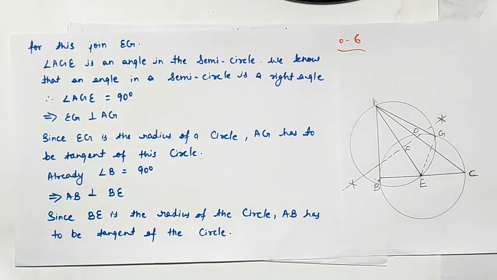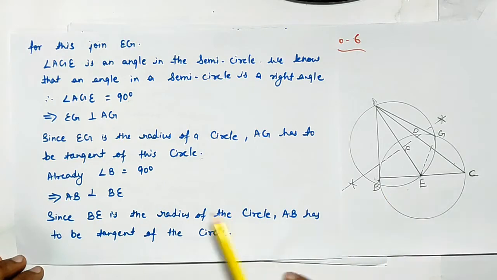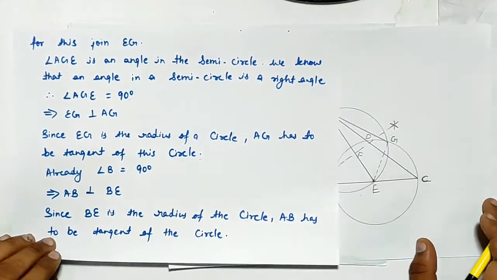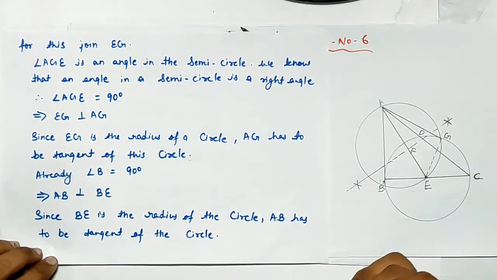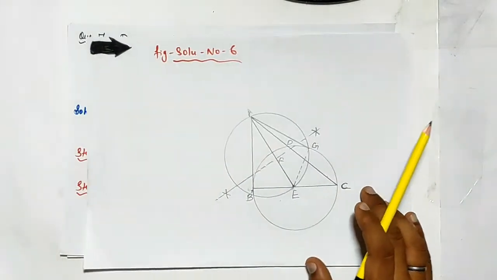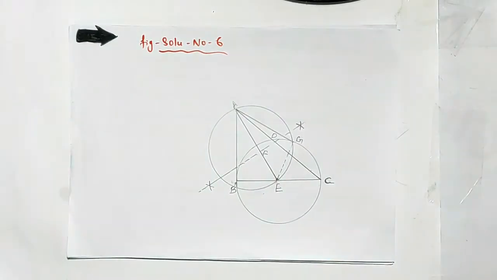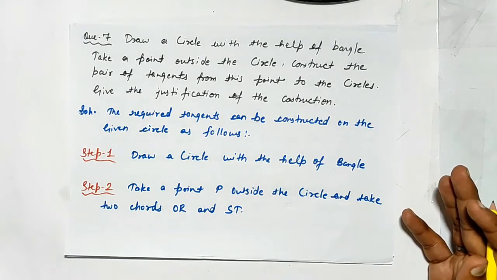Already angle B is equal to 90 degrees. AB is perpendicular to BE. Since BE is the radius of the circle, AB has to be a tangent of the circle. Now the statement is justified. So this is the diagram for question number 6. You can watch over there and copy this diagram after following the steps. Now moving to the next question, that is question number 7 of this video.